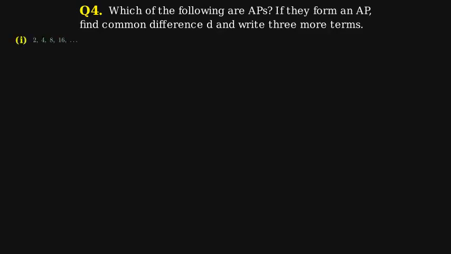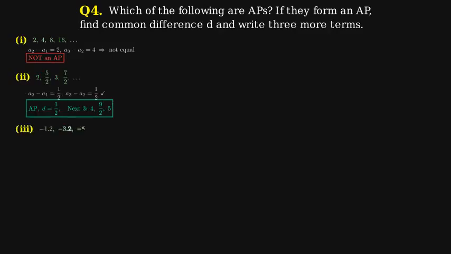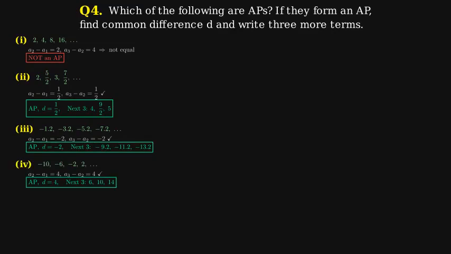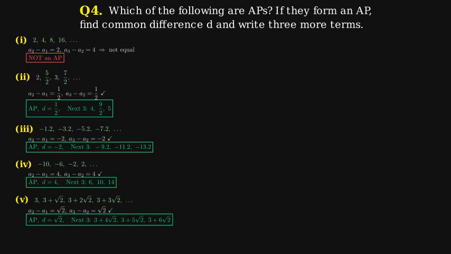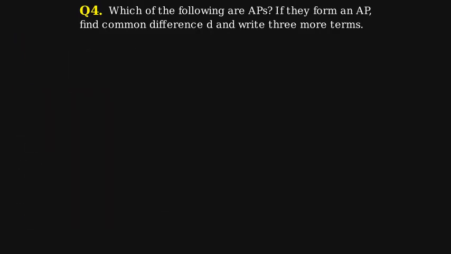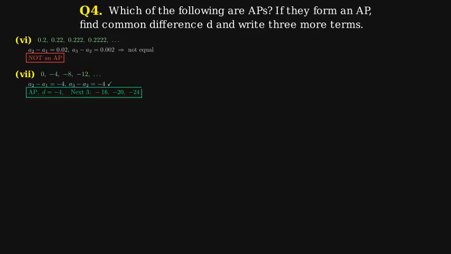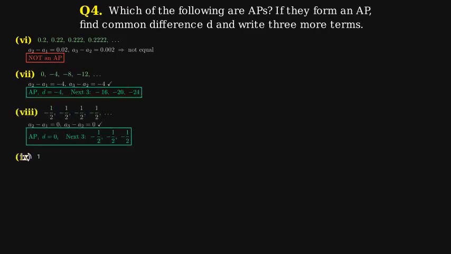Exercise 5.1, Question 4. Which of the following lists are APs? For those that are, find a and d. 1. 1, 2, 4, 8, 16. Differences are 2, 4, 8, not constant. Not an AP. 2. 2, 5/2, 3, 7/2. Differences are 1/2, 1/2, 1/2, constant. AP with a equals 2, d equals 1/2.